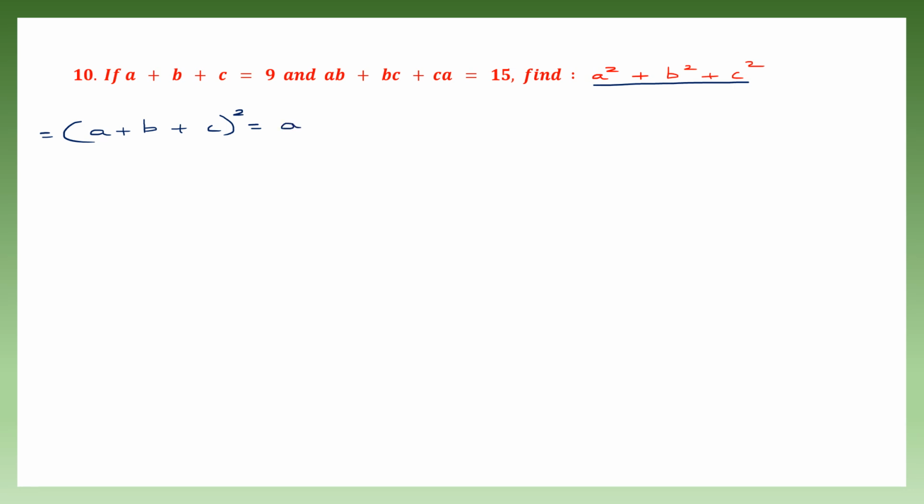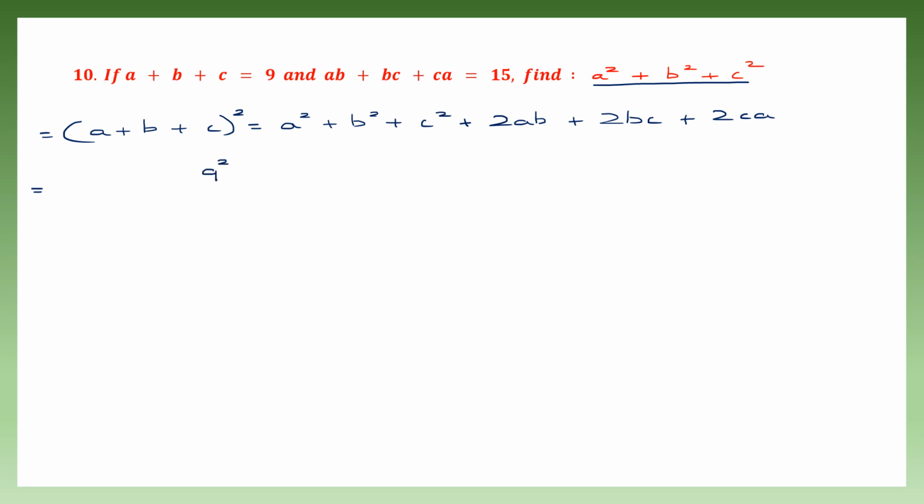So this becomes a square plus b square plus c square. So can you see this is the same thing as this? So we can find with this. Now let's continue with the formula plus 2ab plus 2bc plus 2ca. Now let's substitute. Now this value a plus b plus c is given to us. A plus b plus c is 9. So here if you're going to square this, we have to square this also. So squaring both sides, here 9 square.